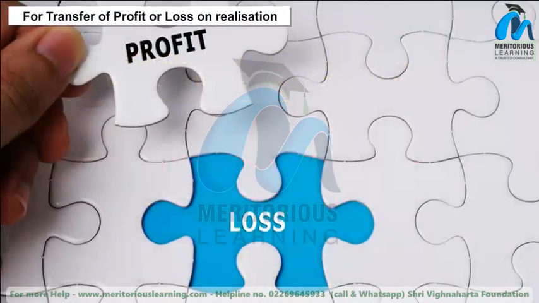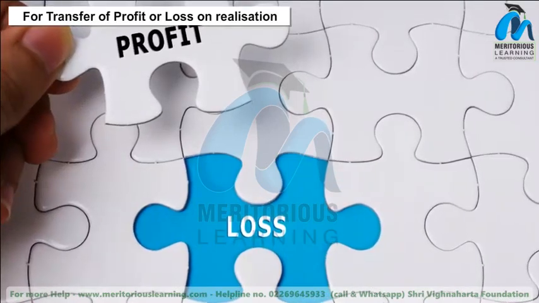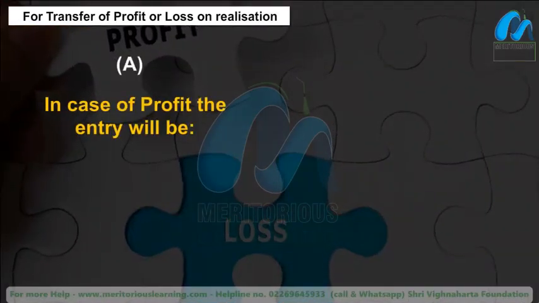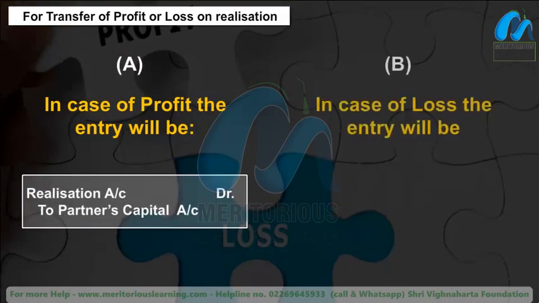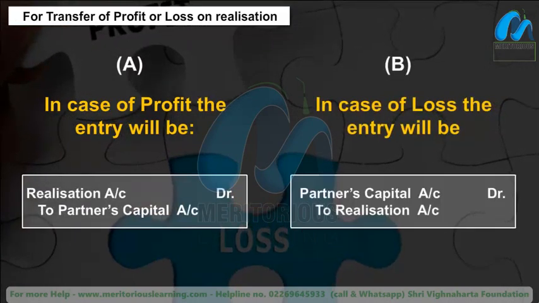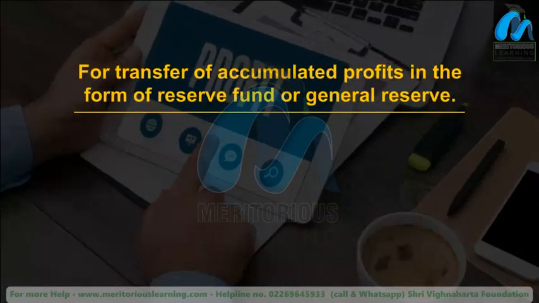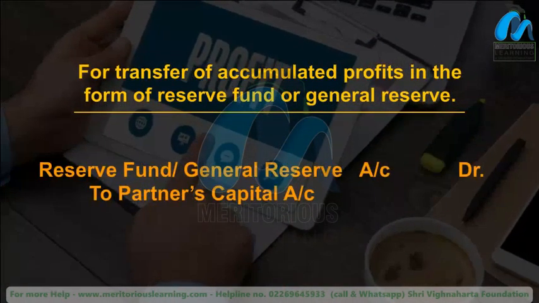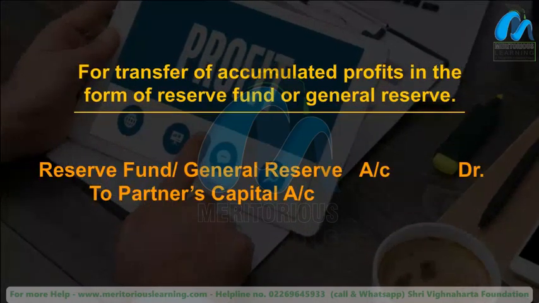For transfer of profit or loss on realization, in case of profit, the entry will be recorded. In case of loss, the entry will be recorded. Then, for transfer of accumulated profits in the form of reserve fund or general reserve, the entry is recorded.